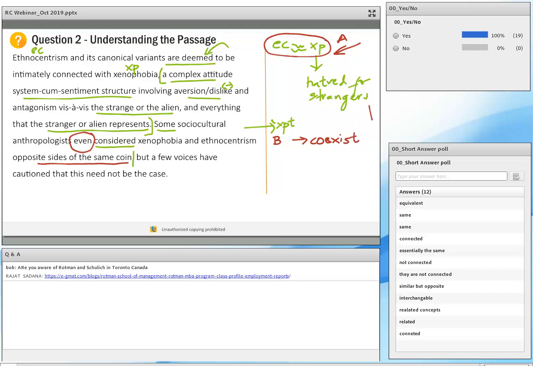But so there is a contrast here, but a few voices, so there is this other group C, have cautioned that this need not be the case. The other group C does not agree with the coexistent part. Okay. Now tell me, do you all understand everything in the passage now? As I've gone through this, do you understand everything in the passage?